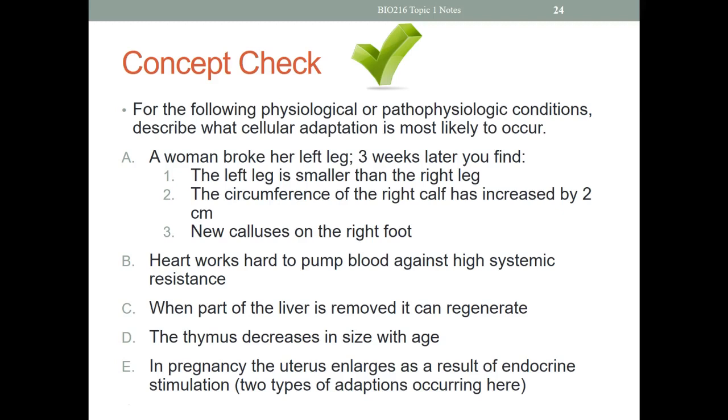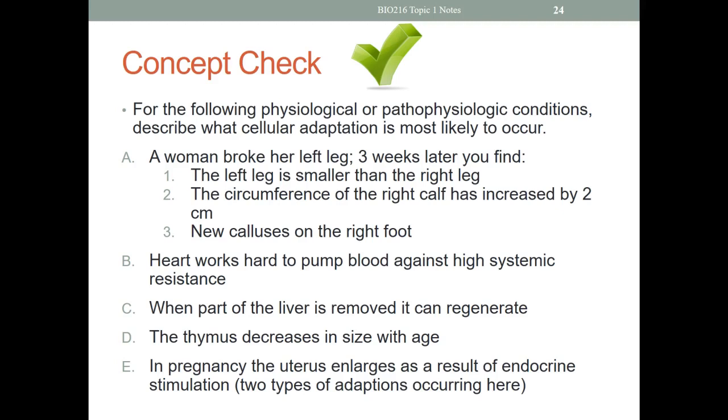Okay, so let's go ahead and go through this concept check. For the following physiological or pathological conditions, describe what cellular adaptation is most likely to occur. A. A woman broke her left leg. 3 weeks later, you find her left leg is smaller than the right leg. The circumference of her right calf has increased by 2 centimeters, and she has new calluses on her right foot. So think about that one for a minute.